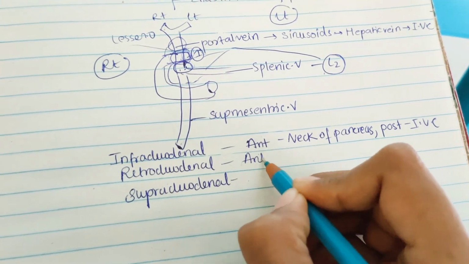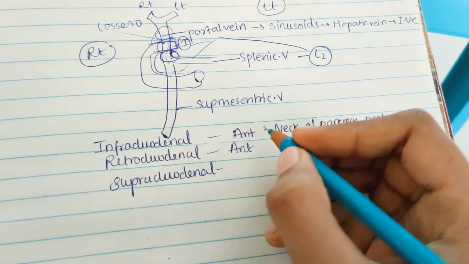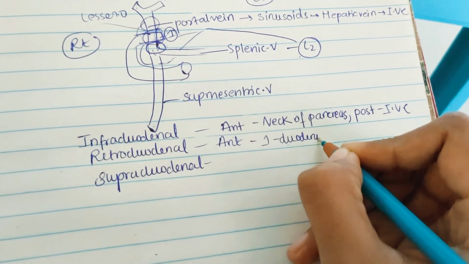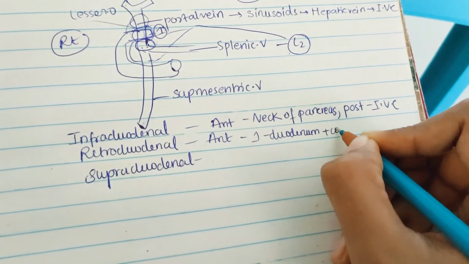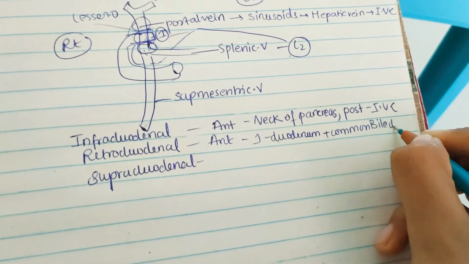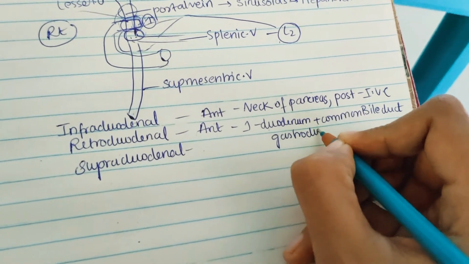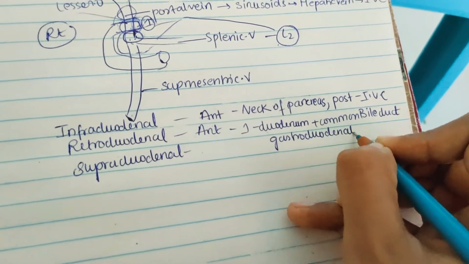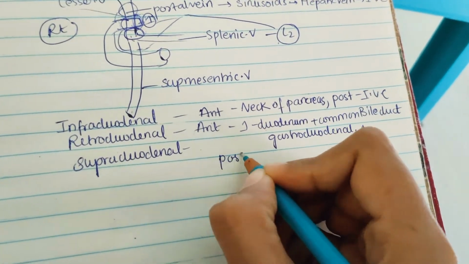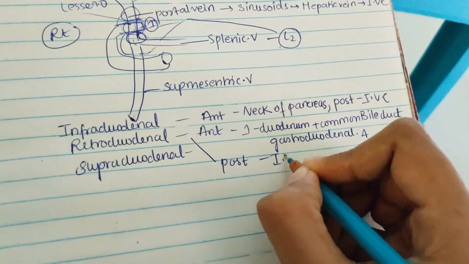Retroduodenal part means back of the duodenum, this part is the retroduodenal part. Of course anteriorly you can guess it, you will have the first part of duodenum, and also you will have the common bile duct and the gastroduodenal artery. So these are the anterior relations to the retroduodenal part. If you come to the posterior relation of the retroduodenal part, you will have again the inferior vena cava.